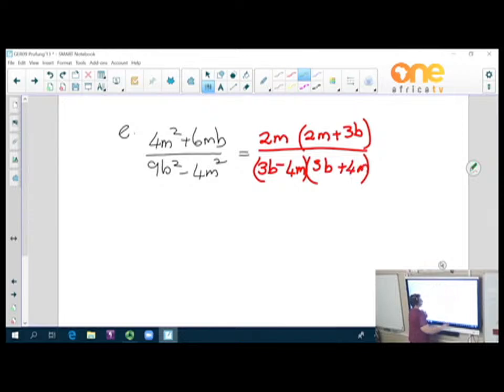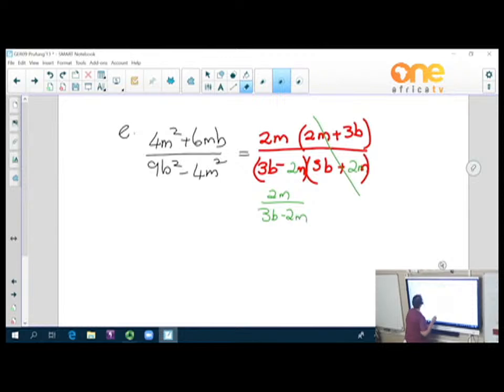Factorize. Sorry, I made a mistake here. This is minus 2m and plus 2m, because I have to get the square root there. Now this will cancel out, and my answer is 2m over 3b minus 2m.